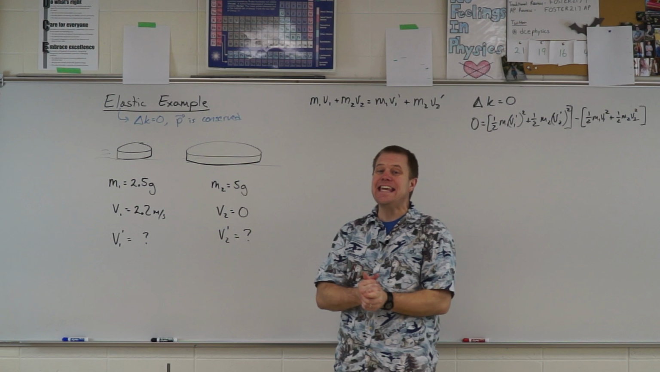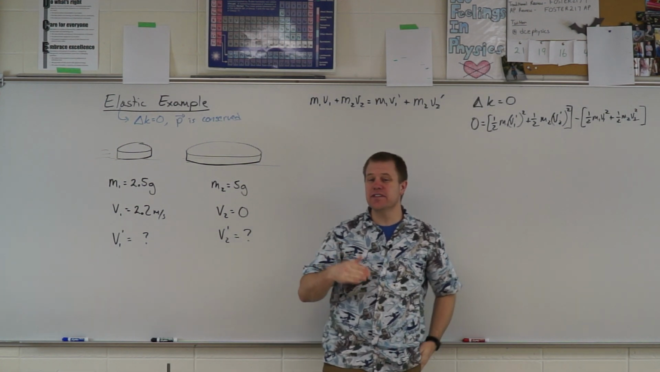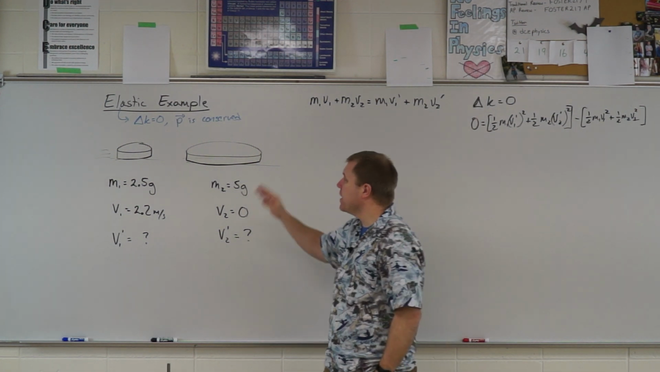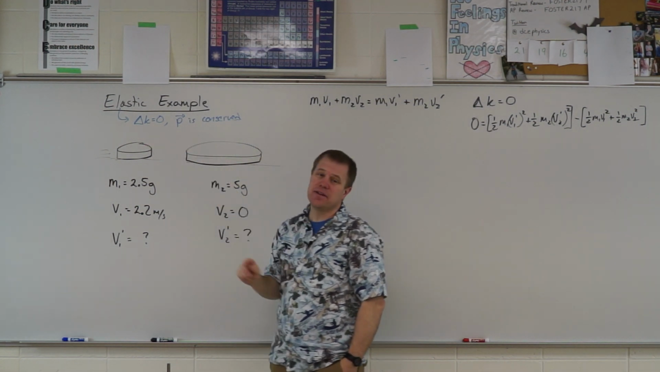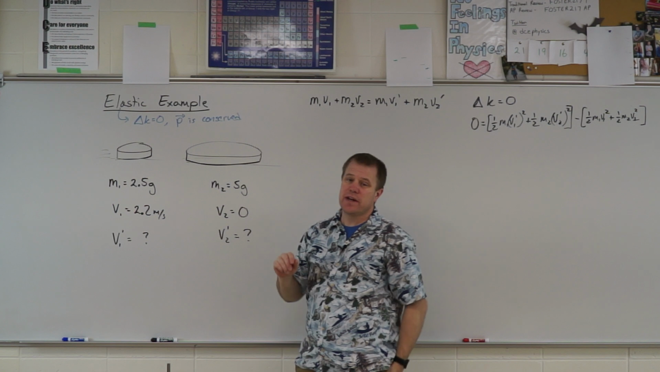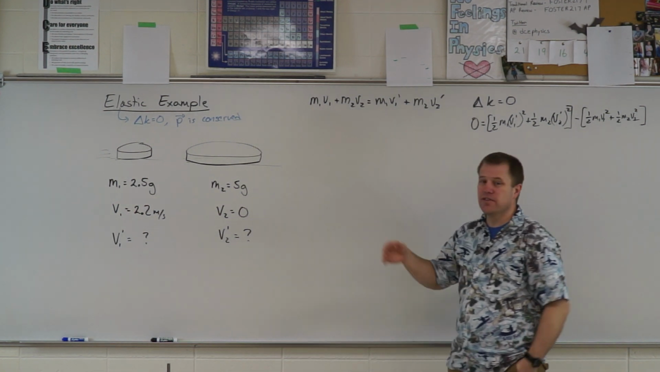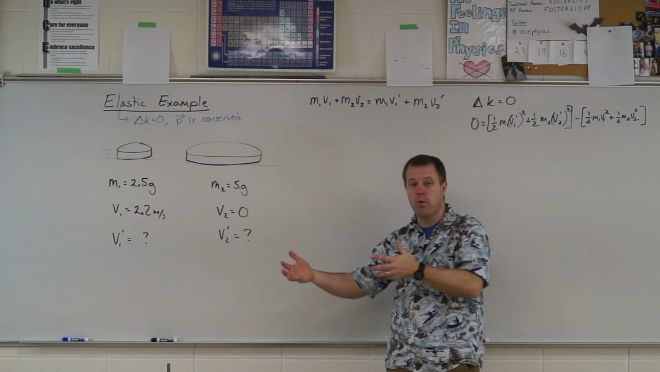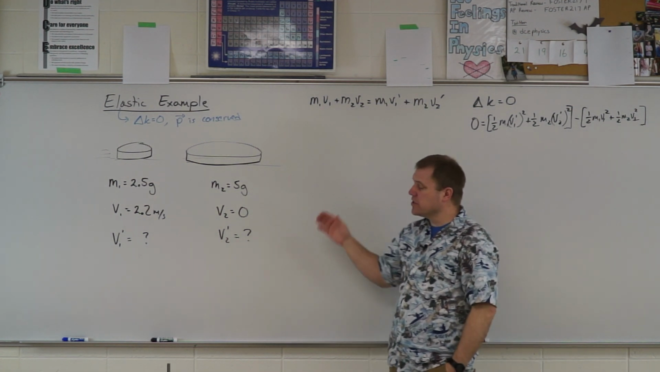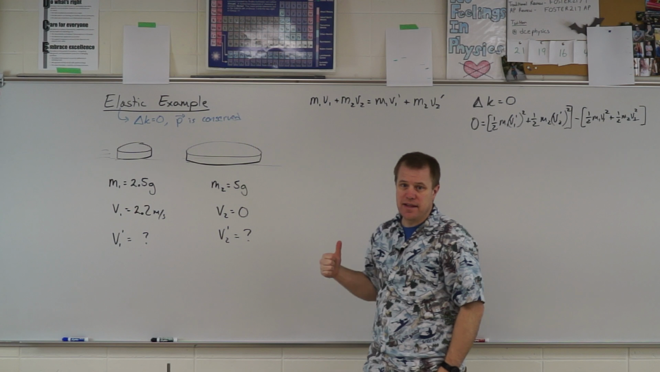All right, let's take a look at the elastic collision example. So this is a specific type that has two conditions. One, kinetic energy also has to be conserved, and momentum has to be conserved. So when I talk about kinetic energy being conserved, that means there's no change in the kinetic energy of the two objects before or after. So let's go ahead and read this problem and then solve it.